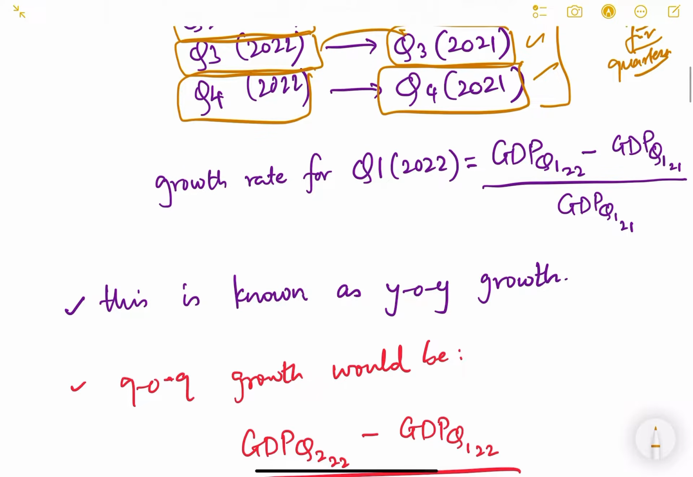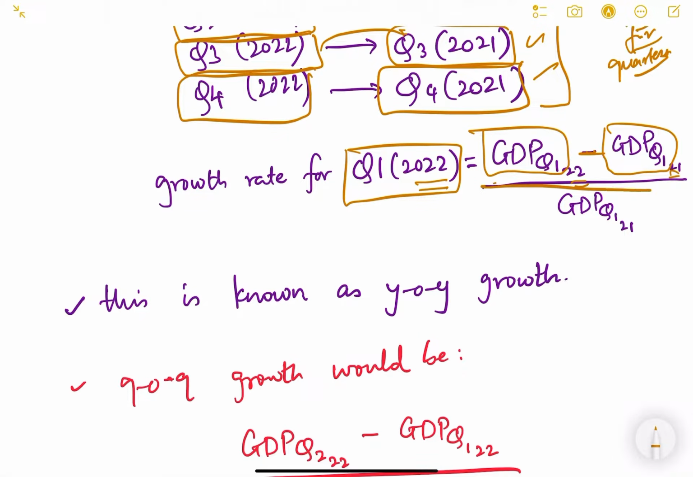So growth rate for quarter 1, that is Q1 of 2022, will be calculated as GDP of quarter 1 of 22 minus GDP of quarter 1 of 21 divided by GDP of quarter 1 of 21. Okay, so this will remain the base because we are calculating it with respect to quarter 1 of 2021. That is how we calculate the growth rate always.